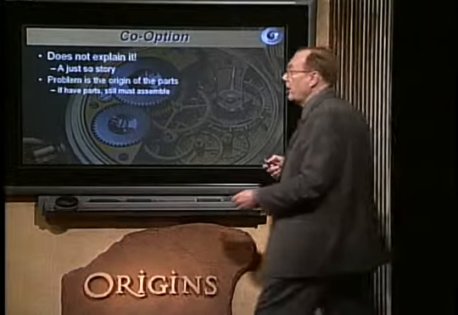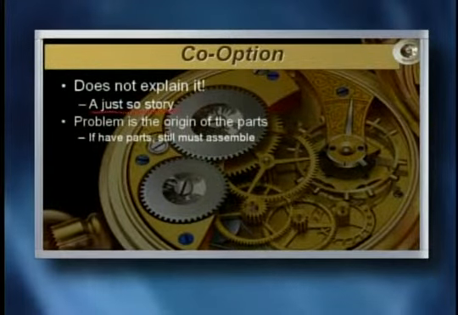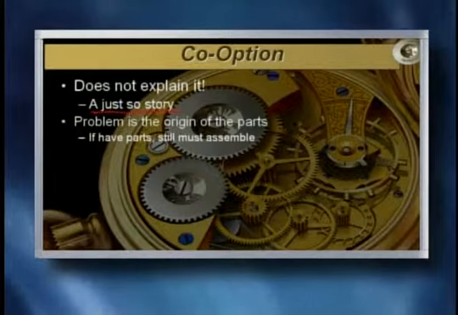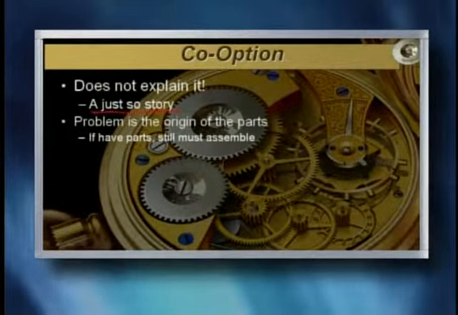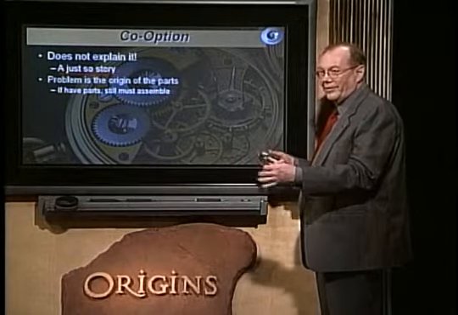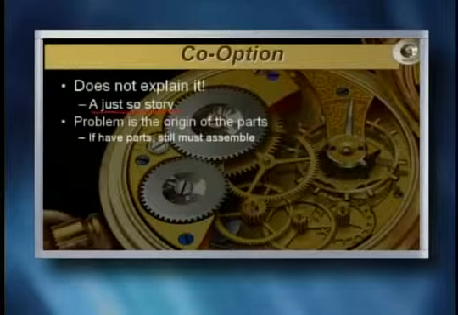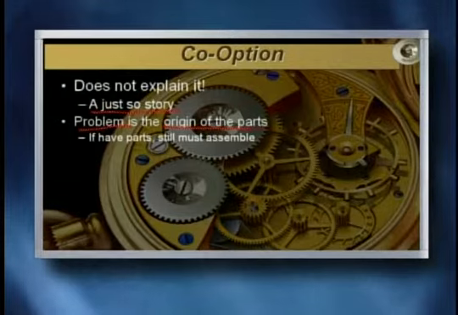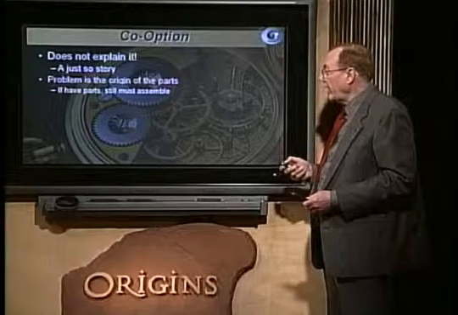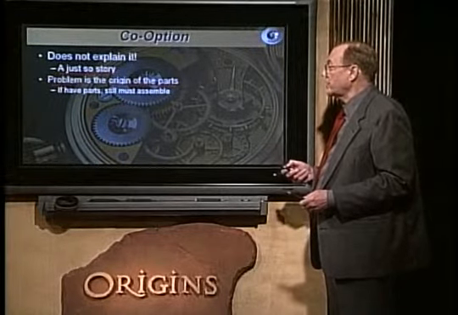Now, this is what Stephen Jay Gould would call a just-so story, which is not based on facts. It's based on somebody sitting down and saying, well, I think this might work. It's based on thoughts, on ideas. And another problem that co-option has is, where did the parts come from in the first place? Co-option just says that these parts were utilized in order to produce the flagellum, but that doesn't explain where they came from. So we still have that to explain in order to utilize co-option as an explanation.